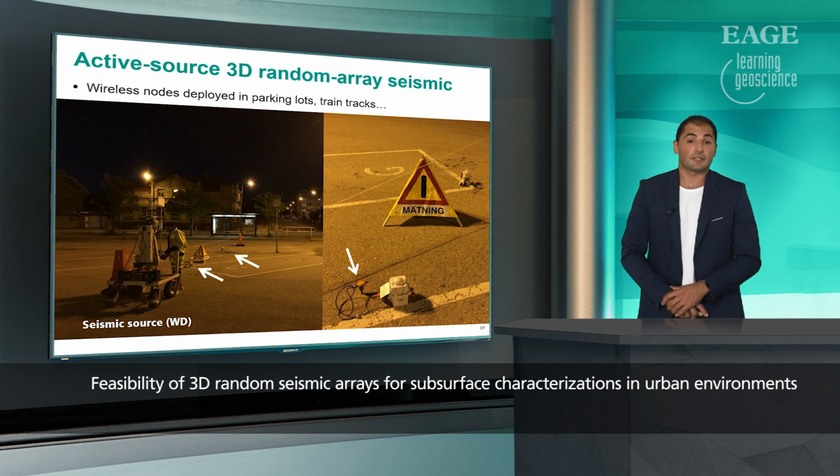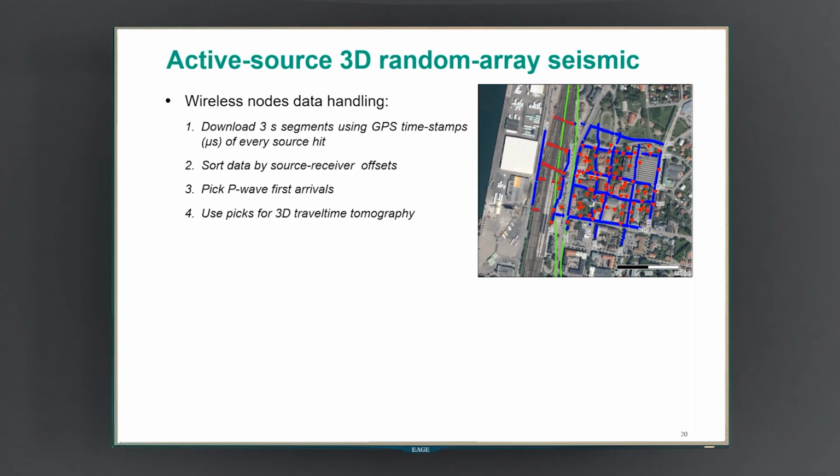Again, in the busiest streets, we had to do the data acquisition during night hours to avoid interfering with the traffic. We can see here a photo where the wireless nodes were deployed along the parking lot and our seismic source used again. So wireless data handling was based on downloading the 3-second segments, starting from the GPS time-stamped signatures of every source hit. Then we sorted this data, picked the P-wave first arrivals, and used the picks for 3D travel time tomography.